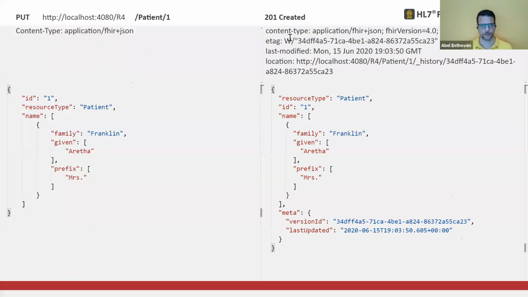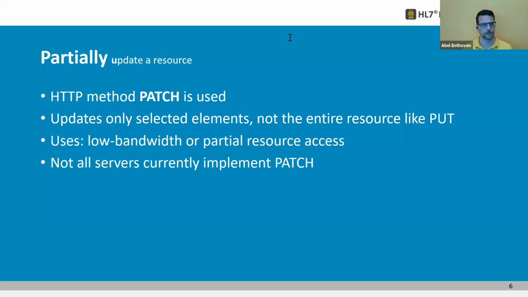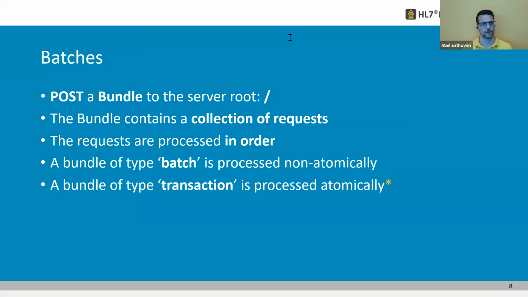Okay, it's there again. I've brought it back to life. And there's also another possibility, and that's a batch. So you could bundle a few transactions or a few actions into a bundle, and you can post a bundle to the server root. And if you do that, a bundle is a FHIR resource, and it's like a list, so it contains items. And a bundle would normally contain a collection of requests.